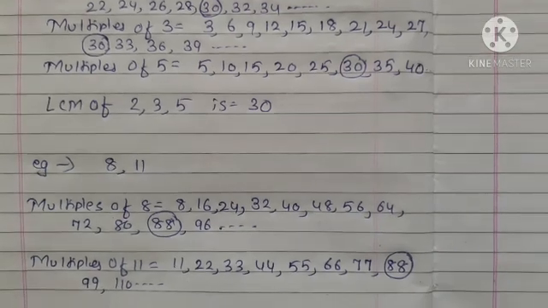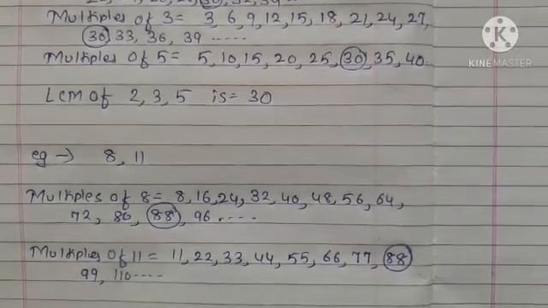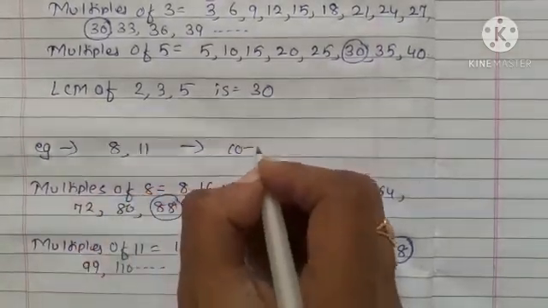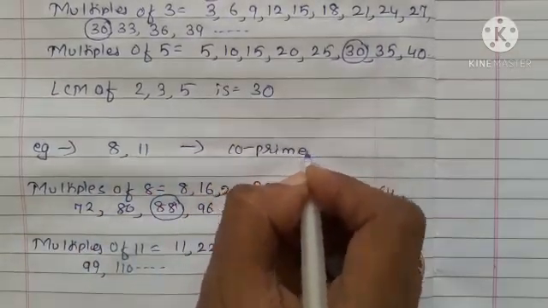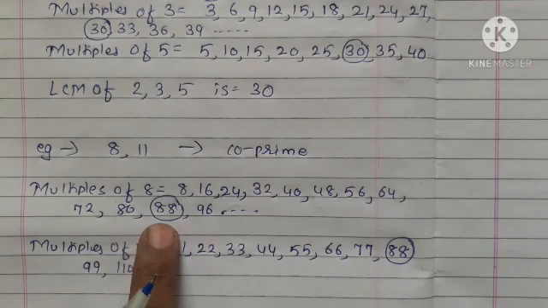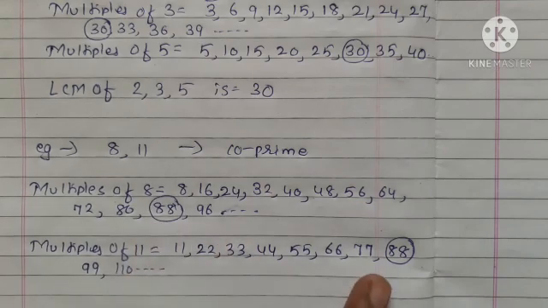Now one more thing I have to say about these numbers, that 8 and 11 are co-prime numbers. Now co-prime numbers are numbers which are having only one as a common factor in between both. No factor is common between both the numbers. So they are called as co-prime numbers. Now see, here we got 88 as the common multiple.